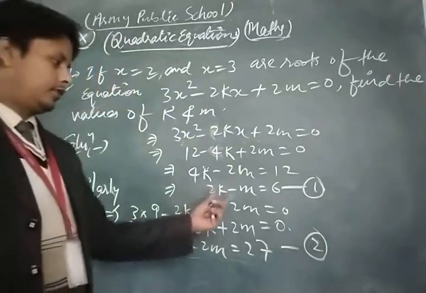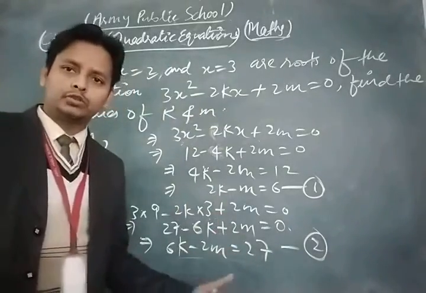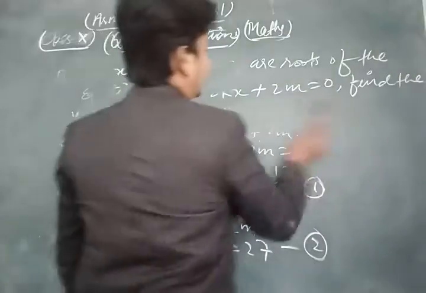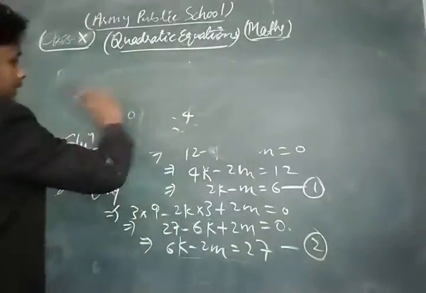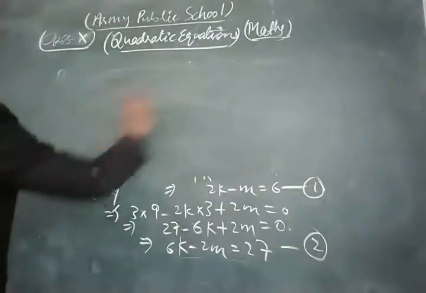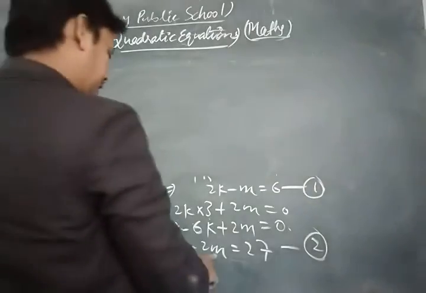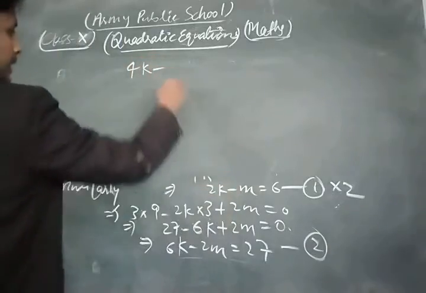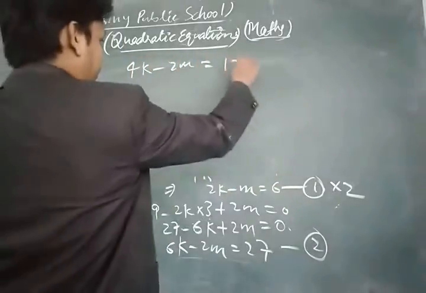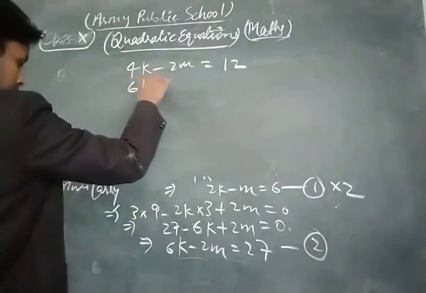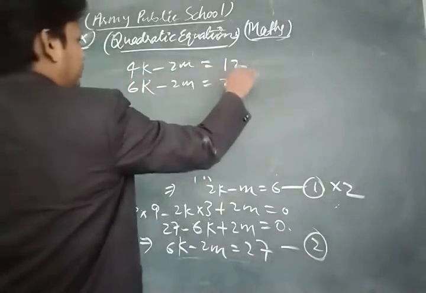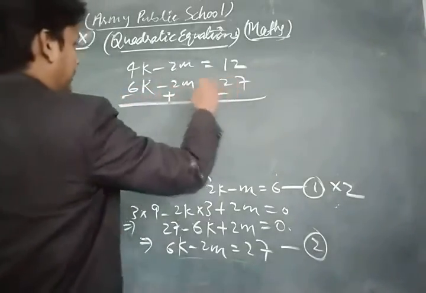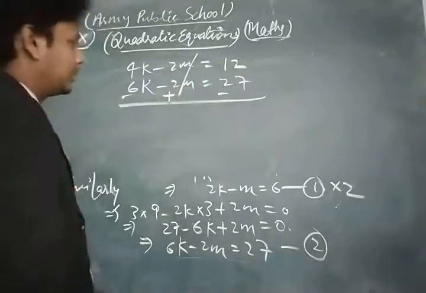Now here 1 and 2 are in the form of linear equations, so we solve them by the elimination method. So let's solve 1 and 2 and get the values of k and m respectively. We multiply equation 1 by 2, so we get 4k minus 2m is equal to 12, and the other is 6k minus 2m is equal to 27. Now we subtract, and the 2m terms cancel each other.